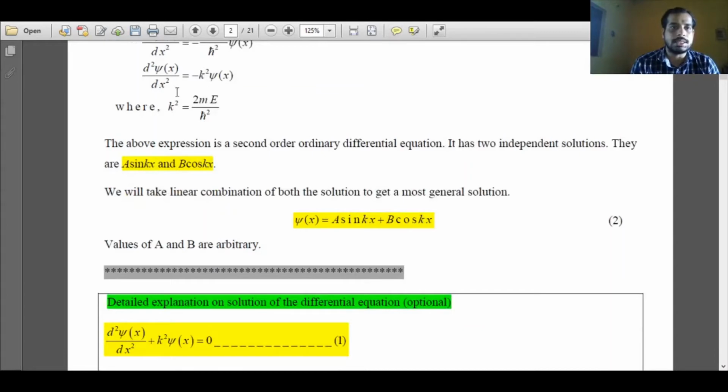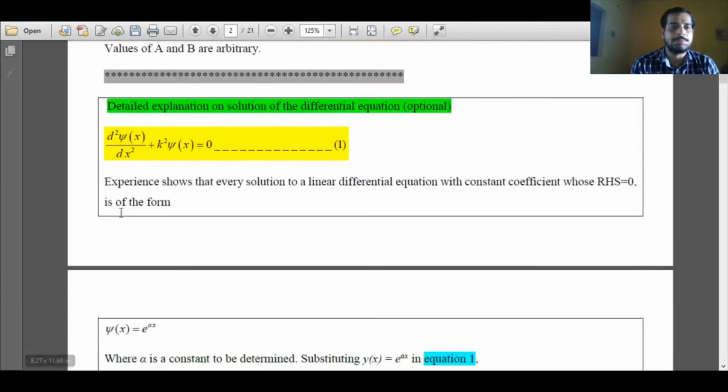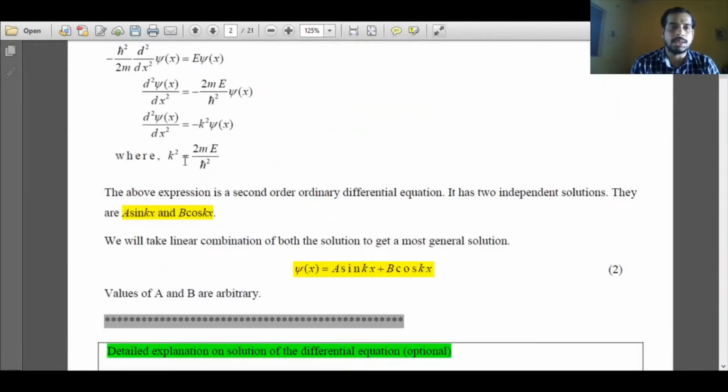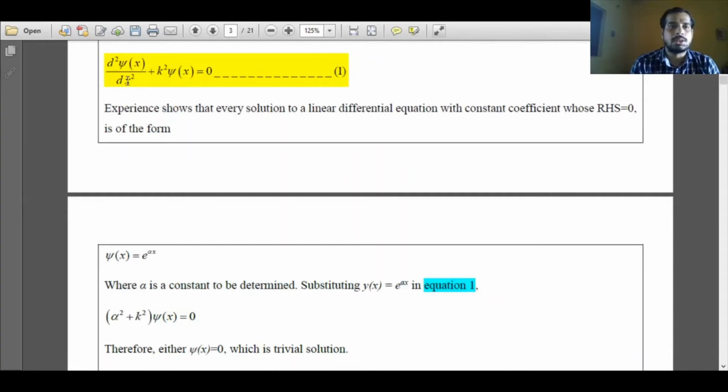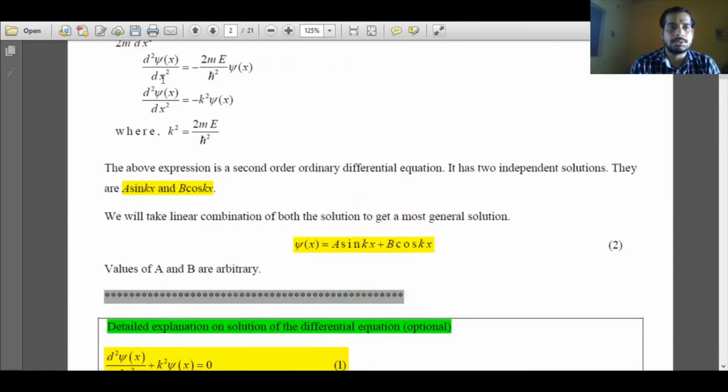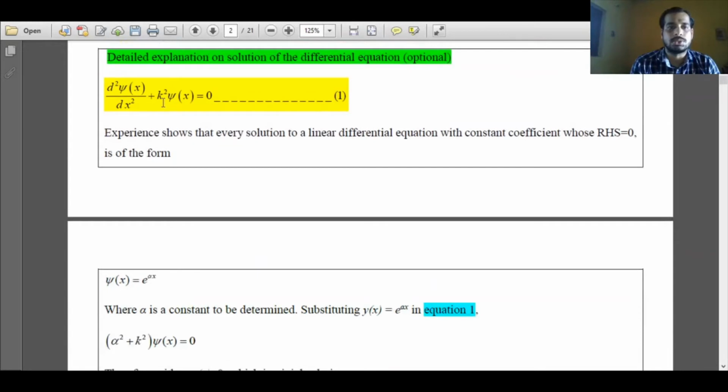I have rewritten the second order differential equation as d square psi x over dx square plus k square psi x is equal to 0. What is my k square? My k square is 2mE over h bar square. Now experience shows that every solution to a linear differential equation with constant coefficients, the coefficient is constant here. What is the coefficient value? 2mE over h bar square. All are constants here.